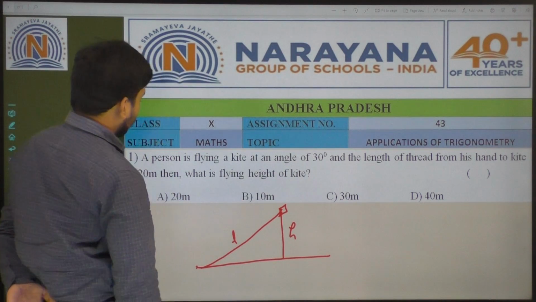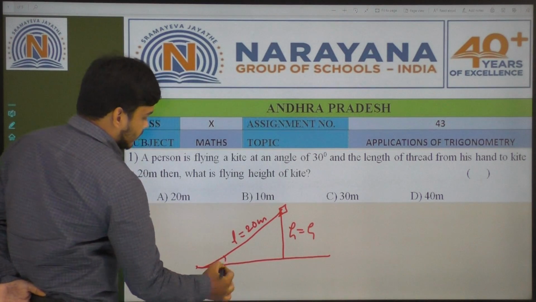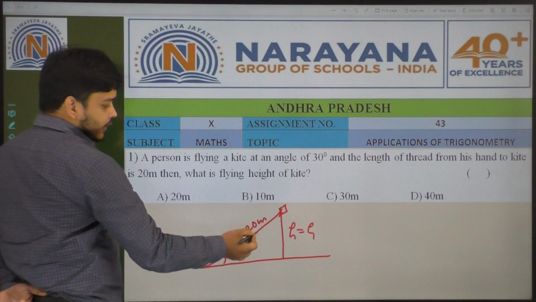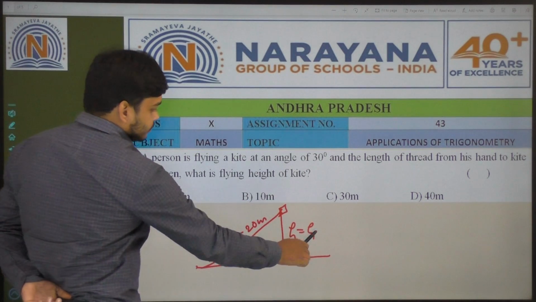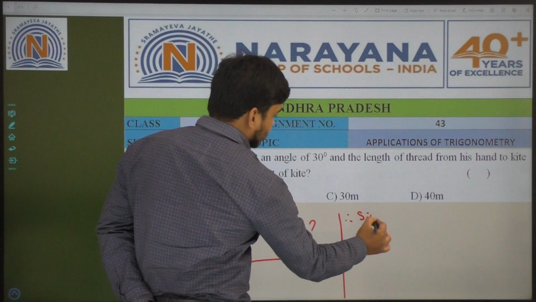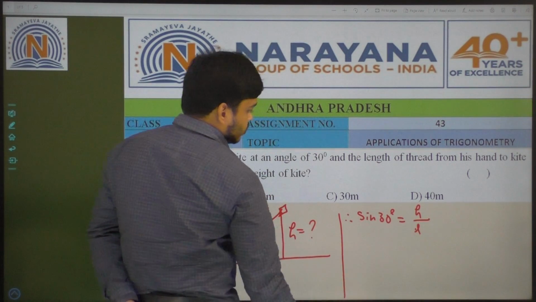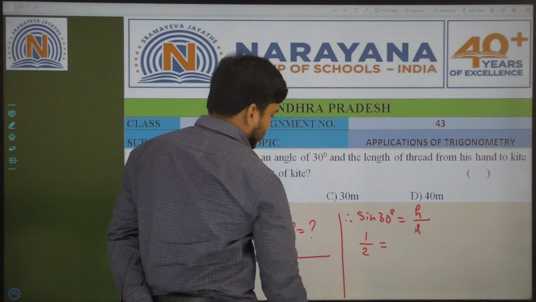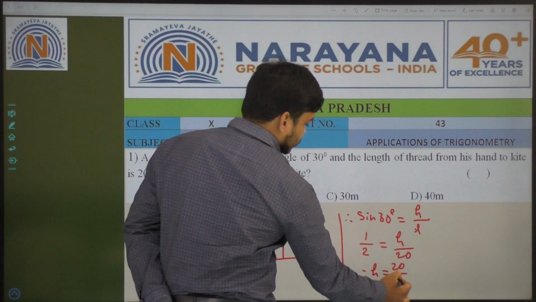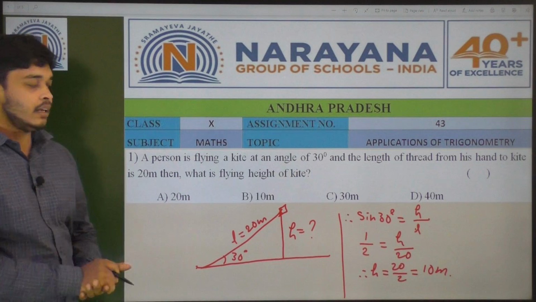So what is given? The length of the thread is 20 meters. We need to calculate the height, and the angle of elevation, or the angle the thread makes with the ground, is 30 degrees. It is a right angle triangle, and opposite by hypotenuse is the sine ratio. So sine 30 degrees equals opposite h by length L. Sine 30 degrees value is 1 by 2, equals h by 20. Therefore h equals 20 by 2, that is 10 meters. So the flying height of the kite from the ground level is 10 meters.